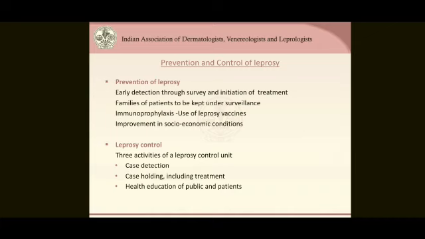How to prevent and control leprosy? Prevention of leprosy is by early detection through survey, initiation of MDT treatment, contact survey, and families of the patients to be kept under surveillance, immunoprophylaxis by using leprosy vaccines, and improvement in their socio-economic conditions. Leprosy control activities involve three things: case detection, case holding including treatment, and health education of the public and patients.